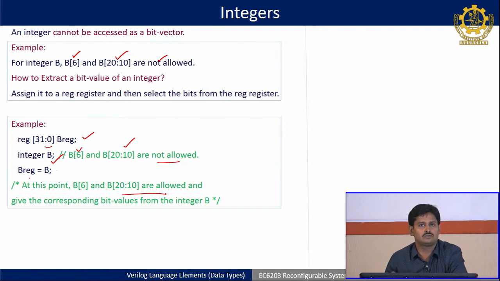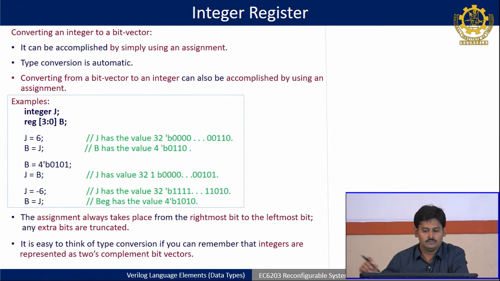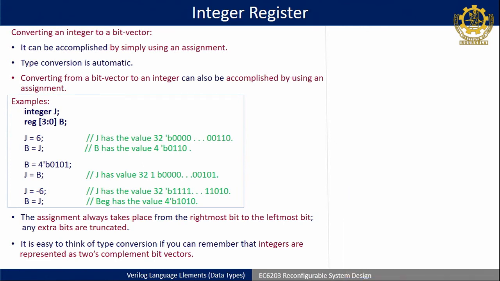Okay. So, this has to be remembered: if you want to take any bit select or part select of the integer, then it has to be assigned to a corresponding equal length register, another variable, and from that you can take the corresponding bit select or part select. Okay. Then another thing: let us say you want to convert an integer to a bit vector, or vice versa. So, how is it done? It can be accomplished by simply using an assignment statement.